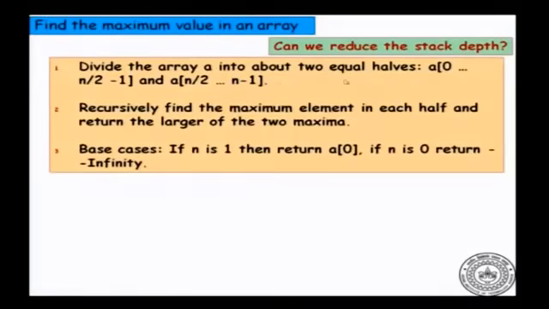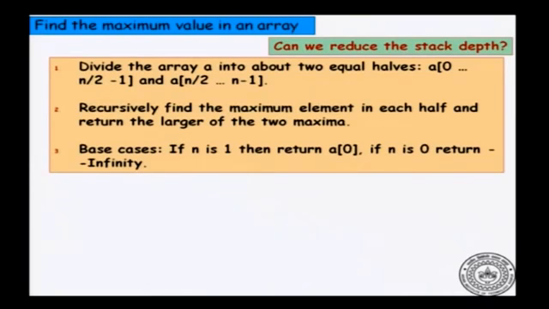So, divide the array into about two equal halves. The first half, a 0 to a n by 2 minus 1, contains n by 2 elements, and the second half is a n by 2 up to n minus 1, this is the right half. Now, recursively find the maximum element of each half, and let us say that you have x, which is the maximum in the left half, and y, which is the maximum in the right half. Then you just return the larger of x and y, that should be the largest element of the array.